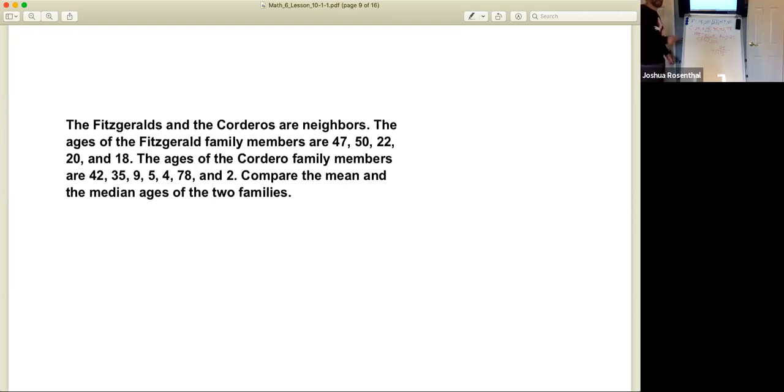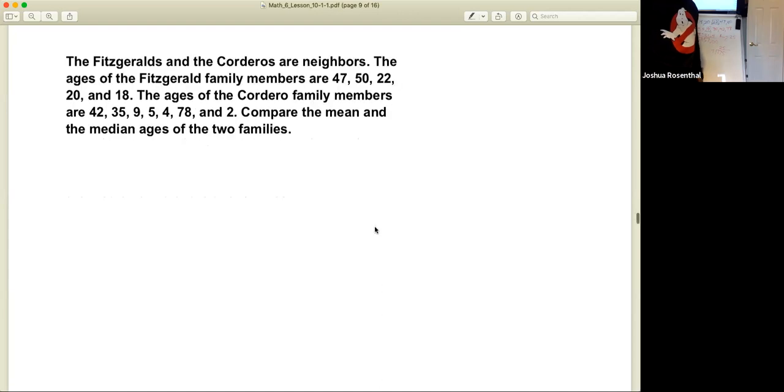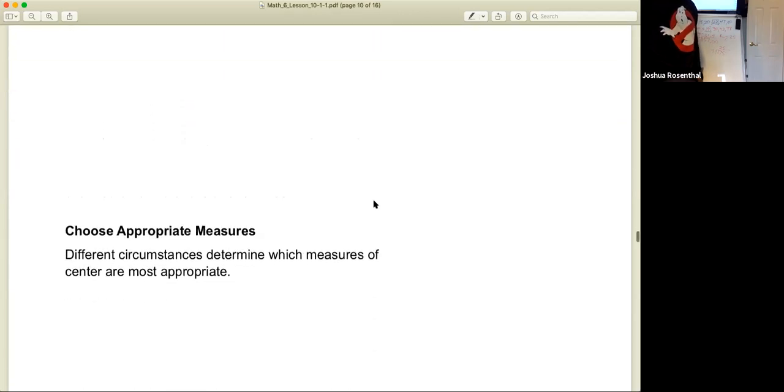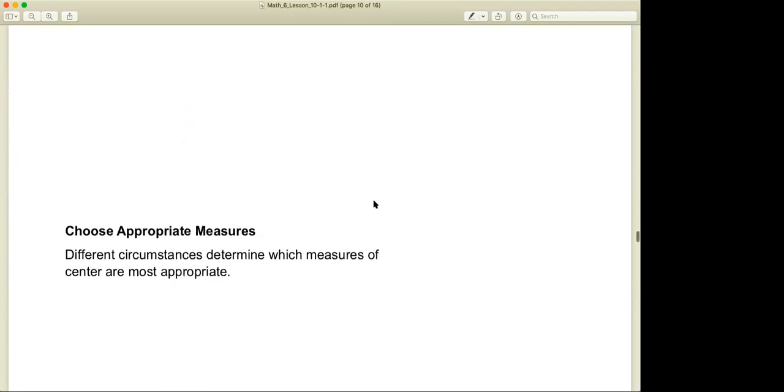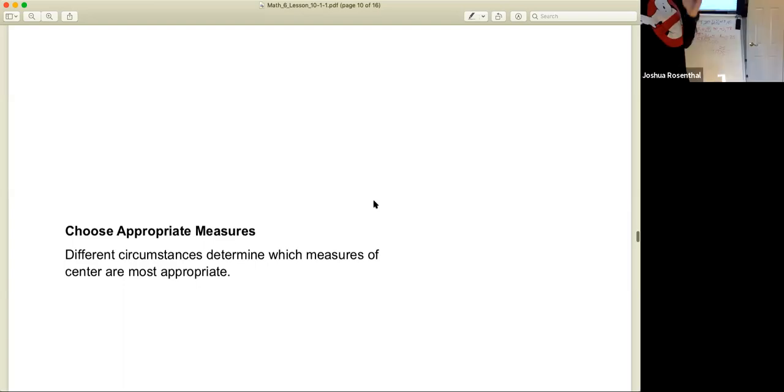Okay, any questions before we move on? All right. Question, what's the difference between mean and median?